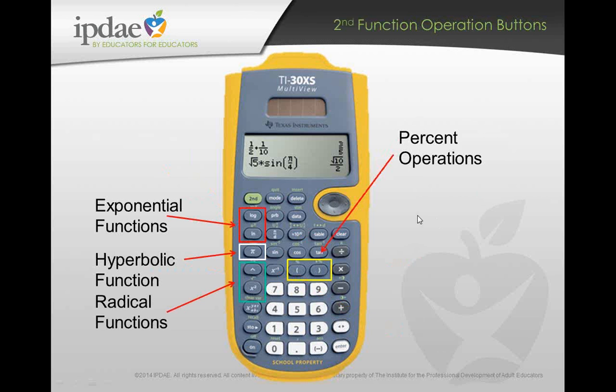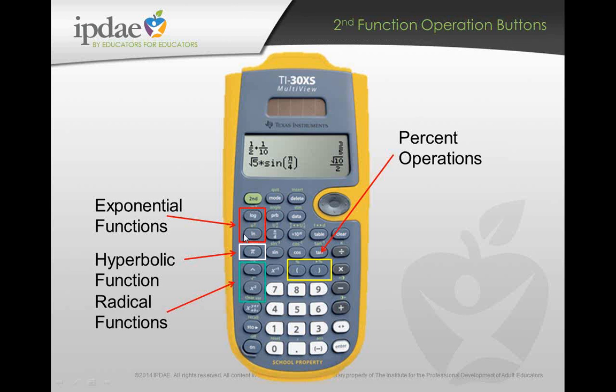Also, if you press the second function, this green button over here at the top left corner, you will get to another array of functions that we study. We have the exponential functions. The exponential functions are the same buttons that you use for the logarithmic function. Whenever you press your second button, it automatically reverses the operations within these two buttons into exponential. The top one is 10 to the x, and the bottom one is e to the x.